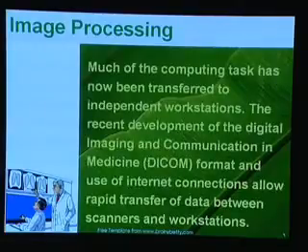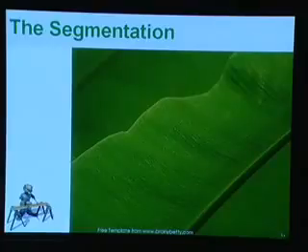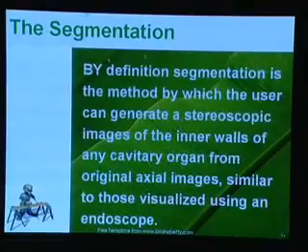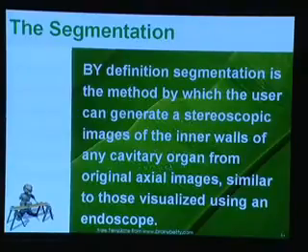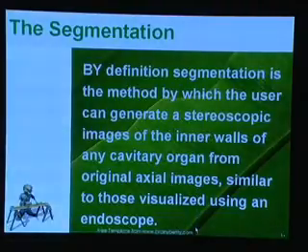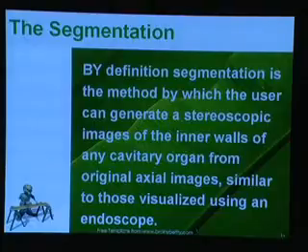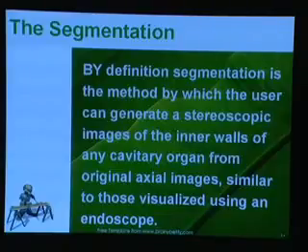Image processing includes two steps in the technique, as I said before: segmentation and fly-through. Segmentation, by definition, is the method by which the user can generate a stereoscopic image of the inner wall of any cavitary organ from the original axial 3D images. That's to say, we can make a 3D of the inner wall. It's not an external rendering, it is an internal rendering of a hollow viscus like the stomach, the small intestine, the large intestine, after room air insufflation, or natively air-containing structures like the tracheobronchial tree, the paranasal sinuses, and the inner ear.